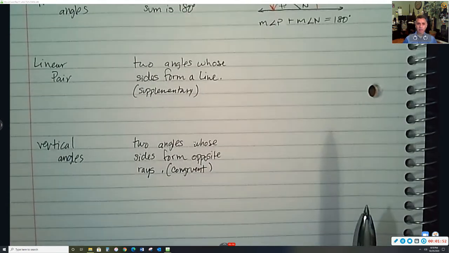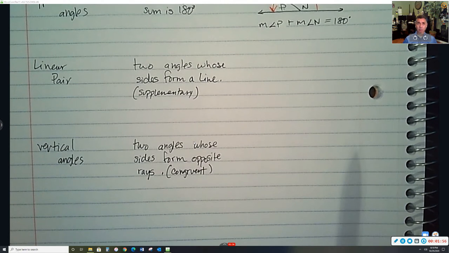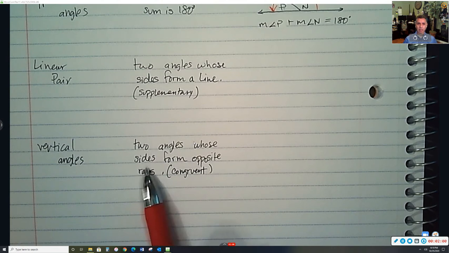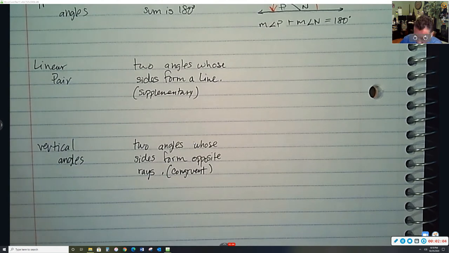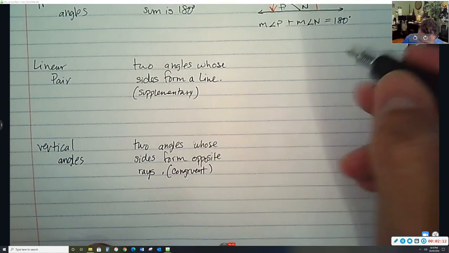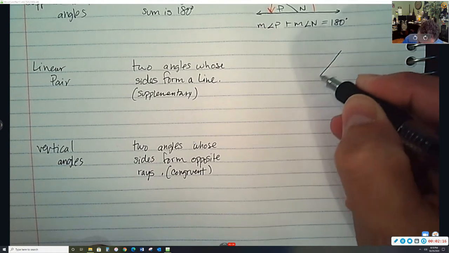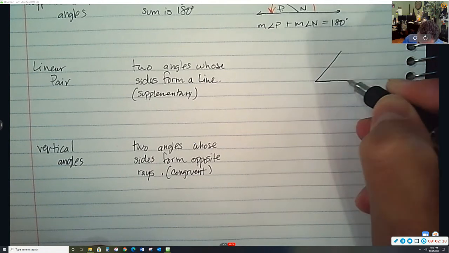So these were the last two things, and they were on our chapter 1 test, I believe. Identifying linear pairs and vertical angles. Okay, so some of you guys got it, others didn't get it. Now's the chance to get it. Okay, so here says two angles whose sides form a line. So imagine, now I'm going to draw this separately. I didn't have it drawn because I wanted you guys to see.